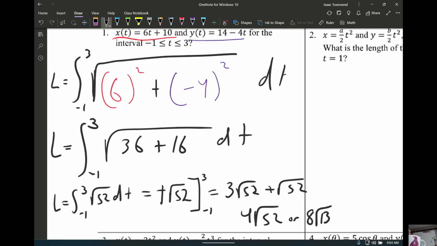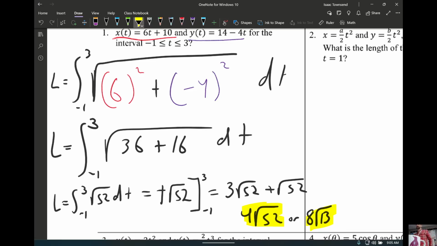Okay, so there's what I got for number 1. If you got either one of those two answers, you can move on to number 2. You can see I took the derivative of x with respect to t here, the derivative of y with respect to t here. The rest of it was just the formula. It says to square them, add them, take the square root of them, and integrate from the values you're trying to go from, so negative 1 to 3.